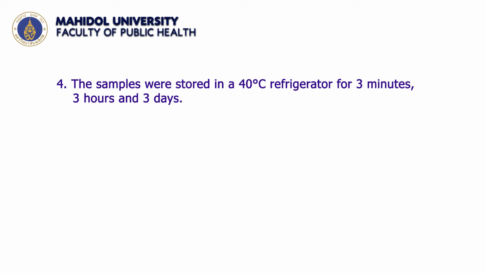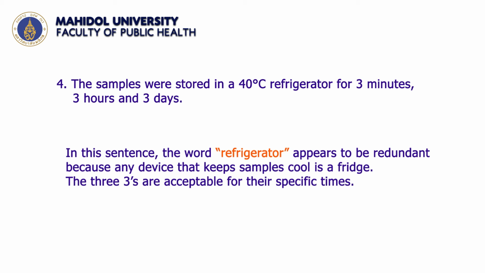Number 4, the samples were stored in a 40 degrees Celsius refrigerator for 3 minutes, 3 hours, and 3 days. Of course, you can see the word 3 is repeated 3 times, but that's necessary because 3 minutes, 3 hours, and 3 days is the sum of time, period. But the word refrigerator appears to be redundant because any device that keeps these samples cool is a fridge. So the correct sentence would be, the samples were stored at 40 degrees Celsius for 3 minutes, 3 hours, and 3 days.